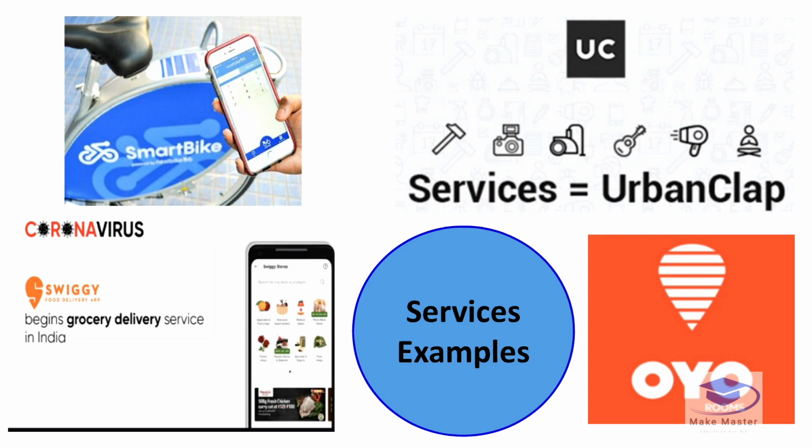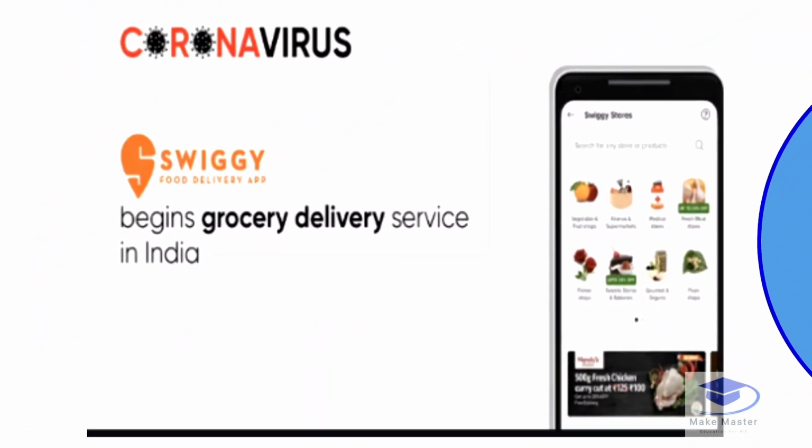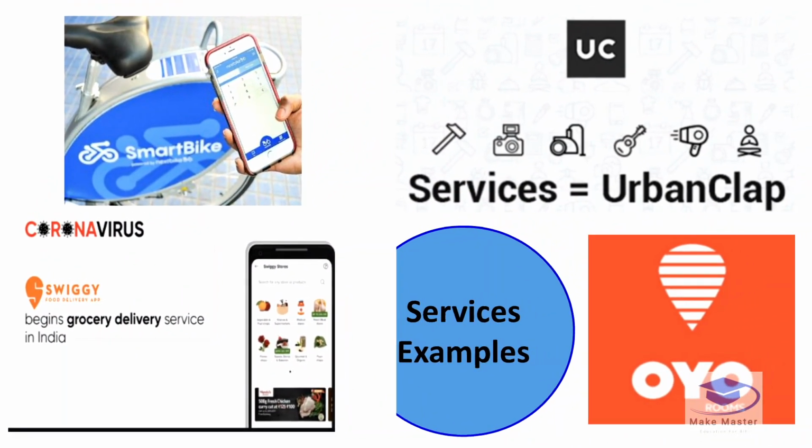Swiggy, everyone knows that they are delivering restaurant food to homes or offices. But they were in high demand in other areas during the COVID period. They started delivering groceries in West Bengal. They were delivering liquor to homes, and they are trying to deliver books for students. They extend their services into new areas.